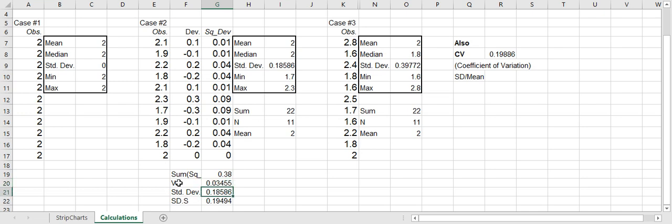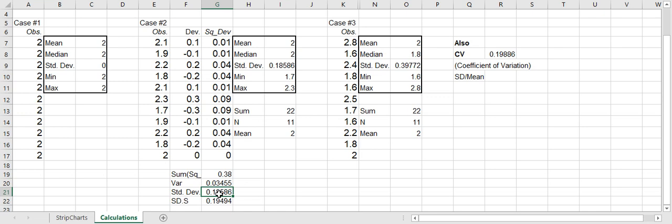So the square root of the variance is the standard deviation, and so that's where we got this number here, 0.18586. I did it by hand, right? I've got my observations, minus the mean, square everything, add them up, divide, get the variance. Take square root, get standard deviation.